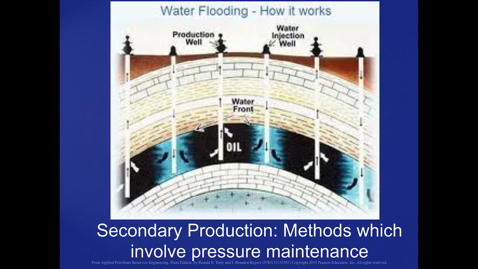In this slide, you can see the water injection well, and it's coming into the pay zone and moving through the oil zone and maintaining the reservoir pressure at a higher pressure and pushing the oil then to the producing wells. After primary and secondary production is done, we go to what is called tertiary production, and these are methods which influence either the interfacial or the viscous forces.